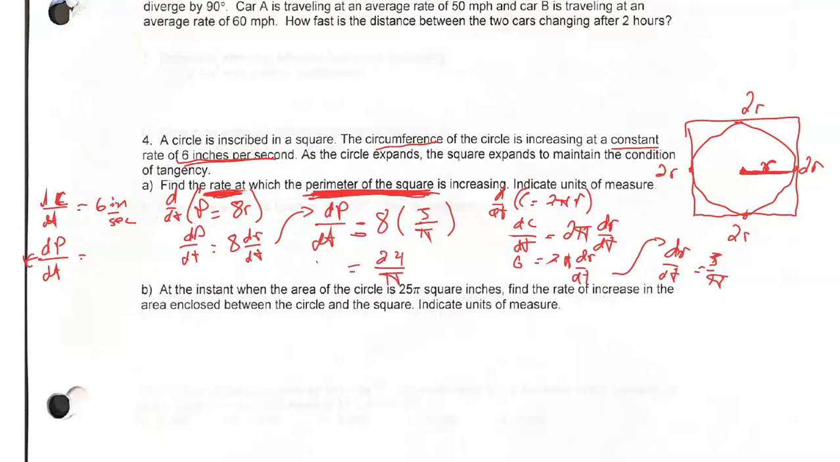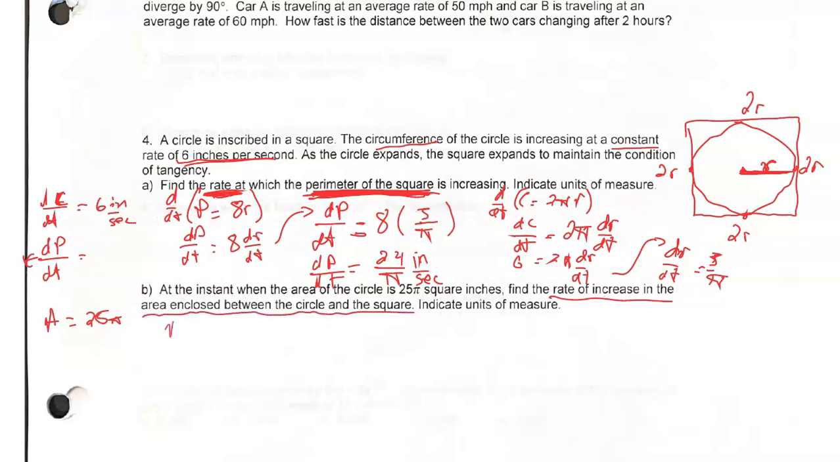They wanted units here. This is our perimeter with respect to time. Perimeter is a single dimension. There's no squaring, cubing, or anything. So it would be inches per second. All right. B, at the instant when the area of the circle was 25 square inches. So then you were given now that our area is 25 pi inches squared. Find the rate of increase in the area enclosed between the circle and the square.